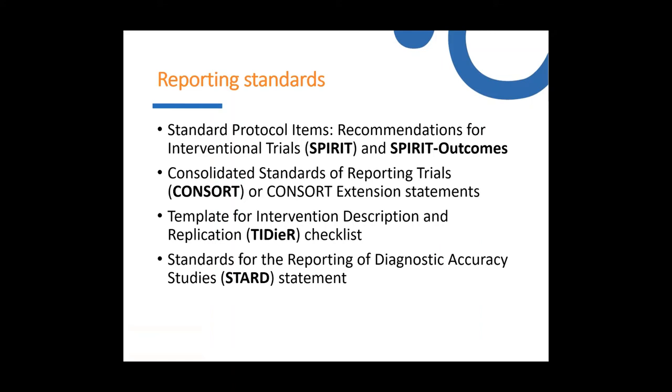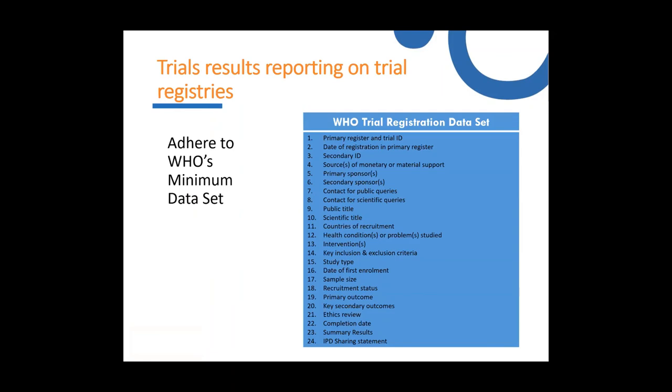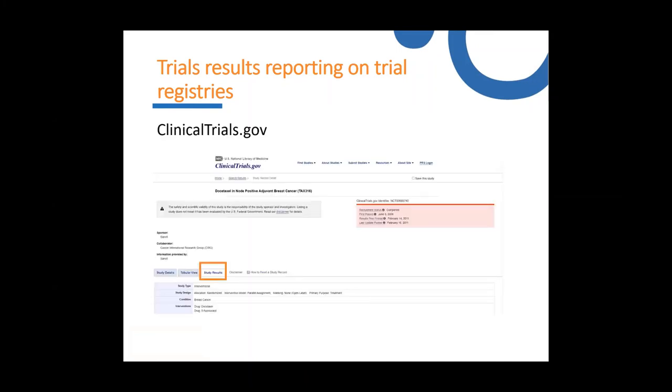So just a final point around the role of clinical trial registries and the usefulness of these registries when conducting a systematic review. The WHO requires that trials registered on the clinical trial registry comply with this minimum data set that you can see here. And as you can see there, number 23 says that a minimum requirement is the summary results reporting. And here you can see the view of the US-based clinical trial registry.